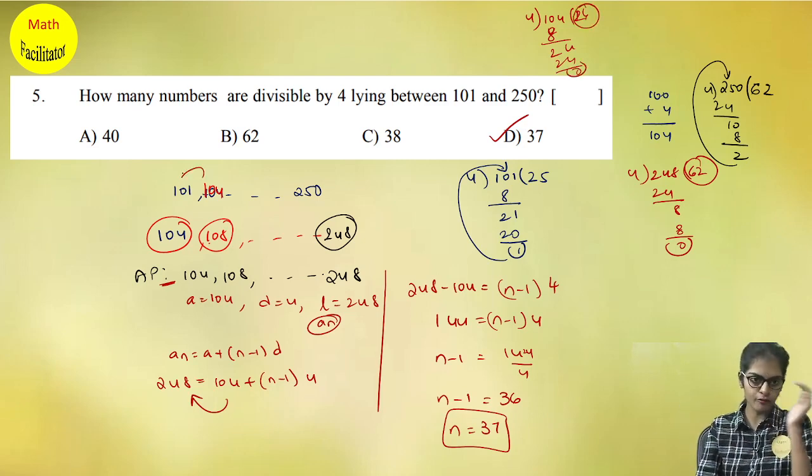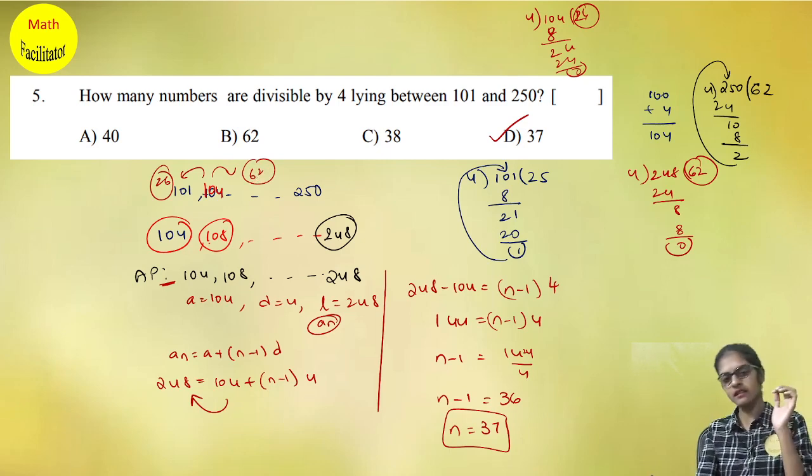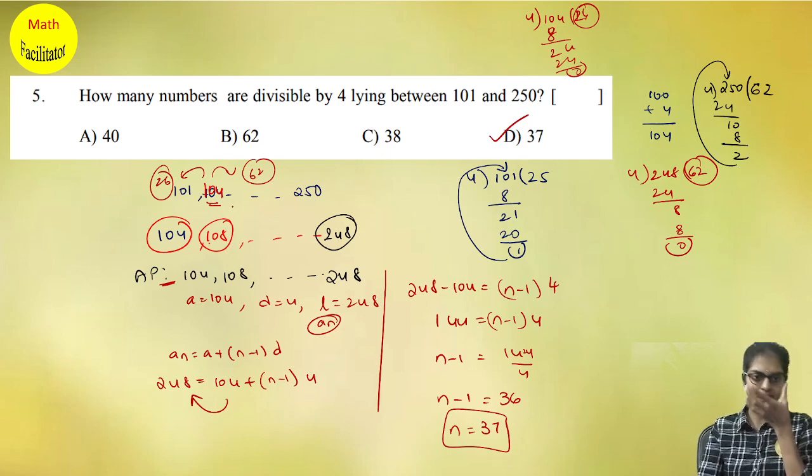So before 104, there are 26 numbers divisible. After 104, there are 62 numbers divisible. So if you subtract these two also, you should get the answer. Okay, but remember 104 is common, so don't take it twice. One time you will have to remove this 104. So that is the trick.